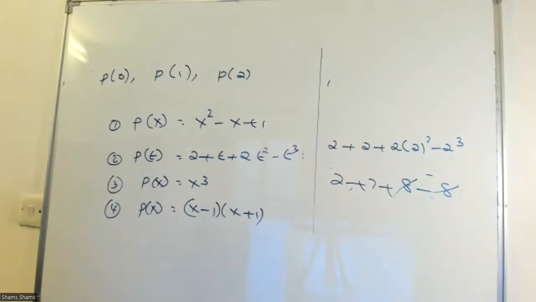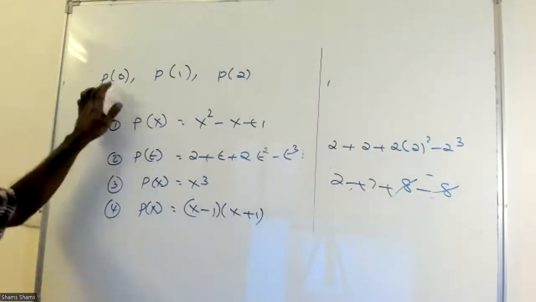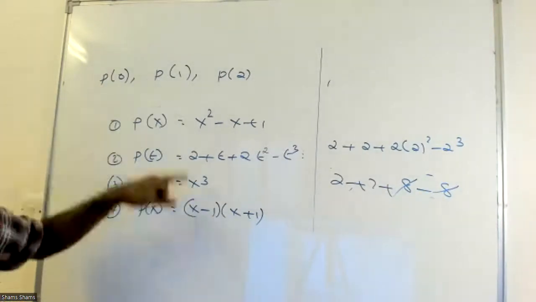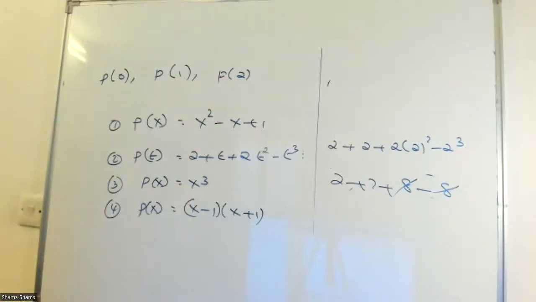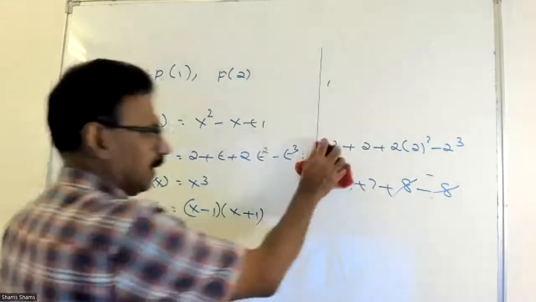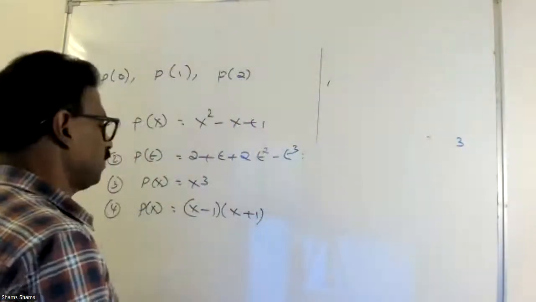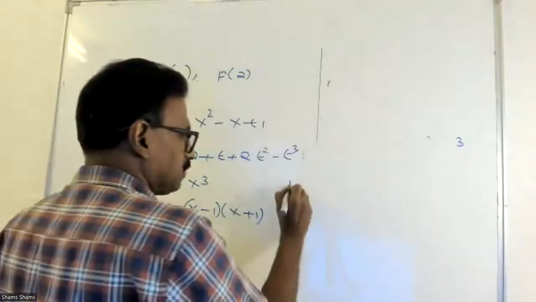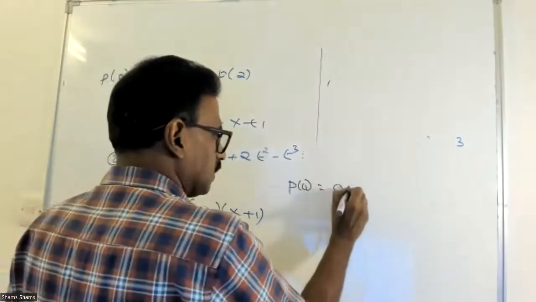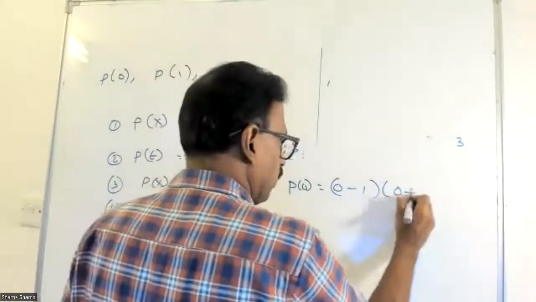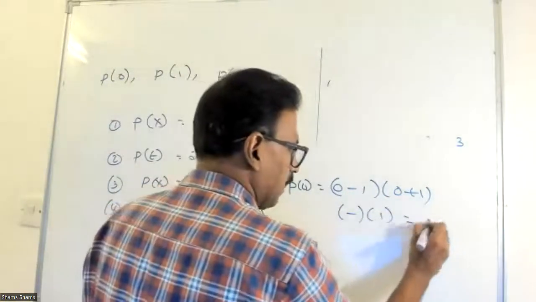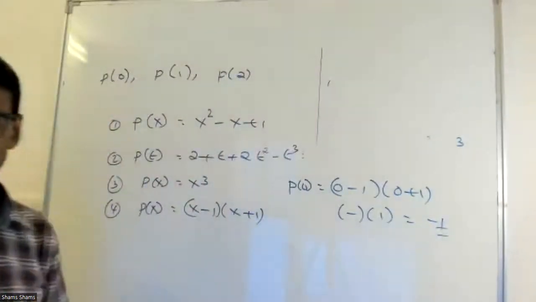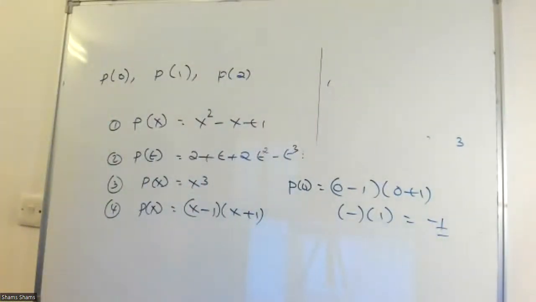Then, third one, simple: P of 0, 0. P of 1, 1. P of 2 is 2 cube, 8. Okay, that's finished. Then, next one, P of 0 equal to 0 minus 1 into 0 plus 1. Minus 1 into 1. Answer is minus 1. Okay. Then, Radhika, your fourth one is wrong.